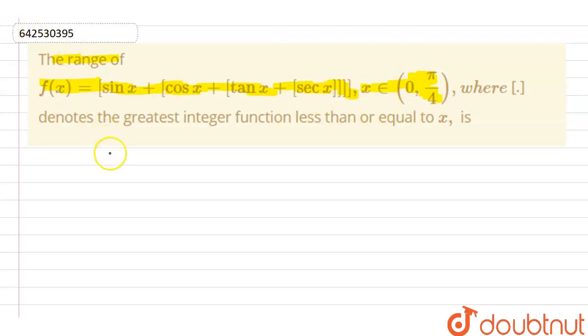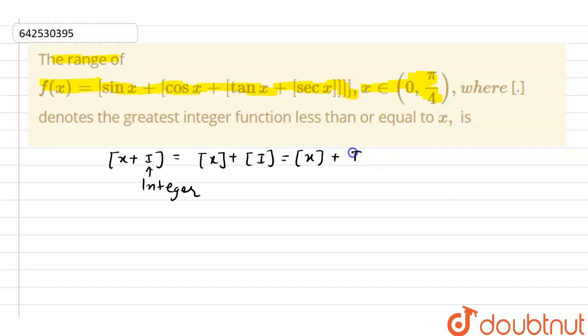Before solving this question, I am going to tell you a concept of greatest integer. If we have a greatest integer like this, that is greatest integer of x plus I, what is I here? I is basically an integer. So I can write it as greatest integer of x plus greatest integer of I, and greatest integer of I is I. So this gets dissociated into a number x added with an integer.